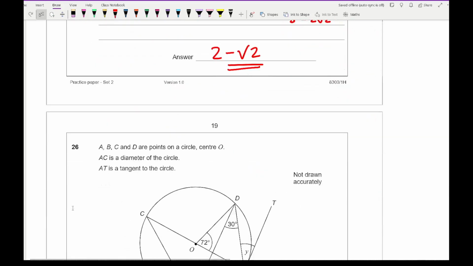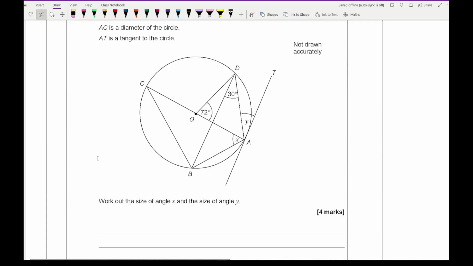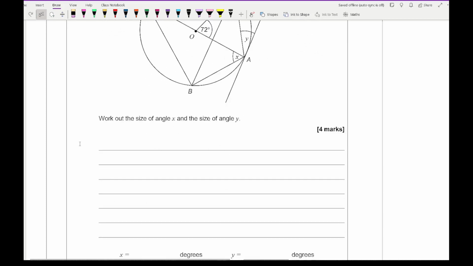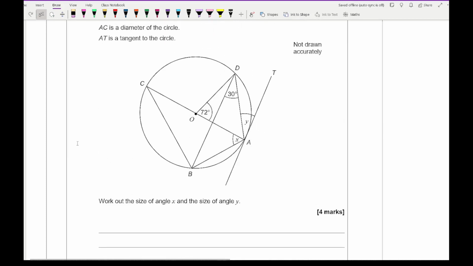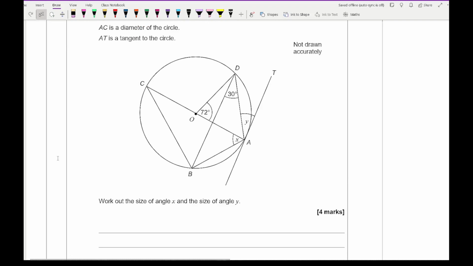Then moving on to question 26, it says A, B and C are points on a circle with centre O. AC is the diameter of the circle, AT is a tangent to the circle, and it says work out the size of angle X and angle Y. Now in this, although we've been given quite a few lines, we can do our working out on the diagram. So what you want to recognise is that in this particular diagram, I can see an alternate segment theorem, I can see a bow, I can see a triangle in a semicircle, and I can see an isosceles triangle.